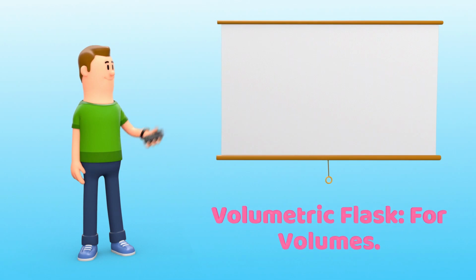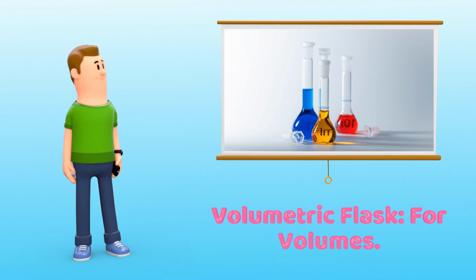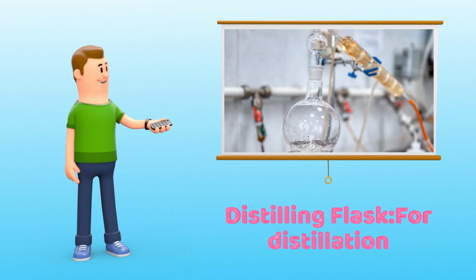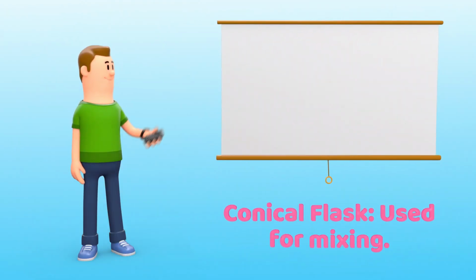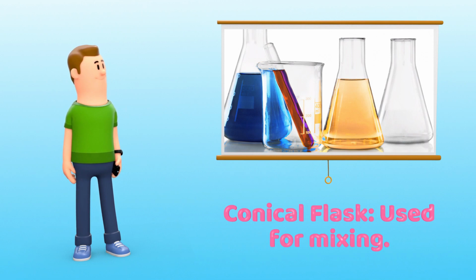The first type is the volumetric flask. This is used for measuring volume. The second one is the distilling flask. This is used for distillation experiments. Another one is the conical flask. This is used for mixing chemicals during experiments.